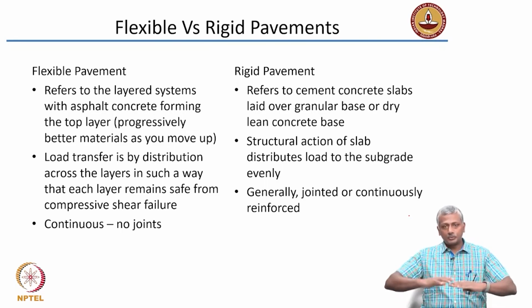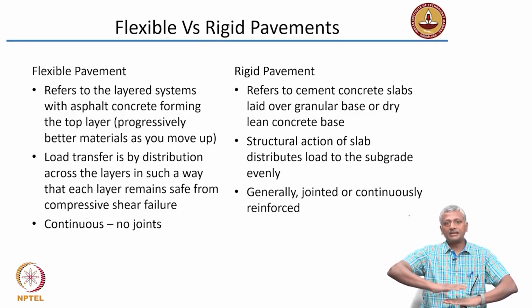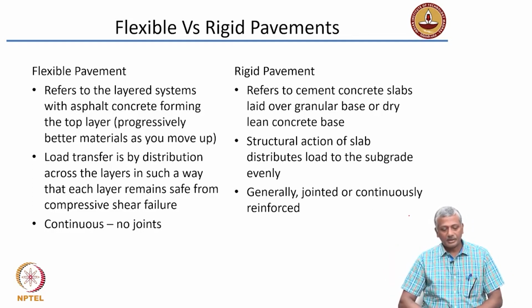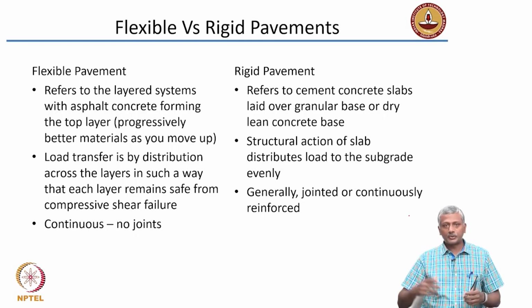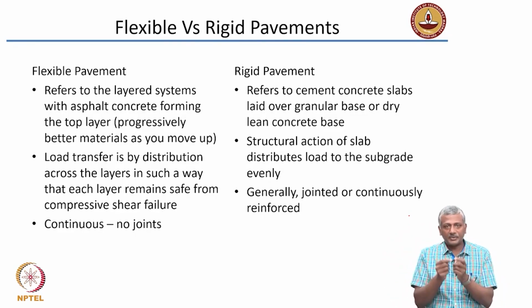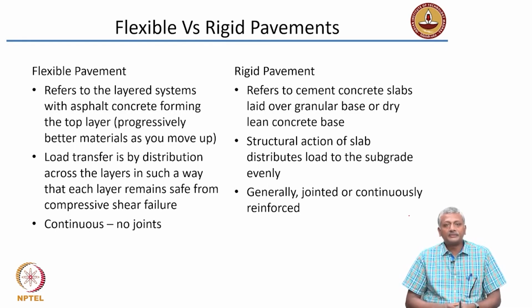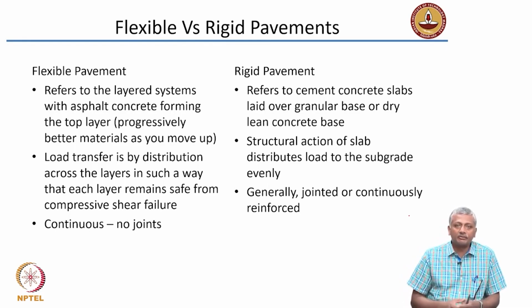So, as you go up from the soil surface to the top of the asphalt concrete, you are consistently improving the kind of materials that are being used. Okay. The load transfer, so you have a vehicle moving over this pavement, the load transfer from the wheels of the vehicle happens in such a way that we distribute it across the layers, and each layer basically remains safe from compression or compression related failure, like shear failure for instance.